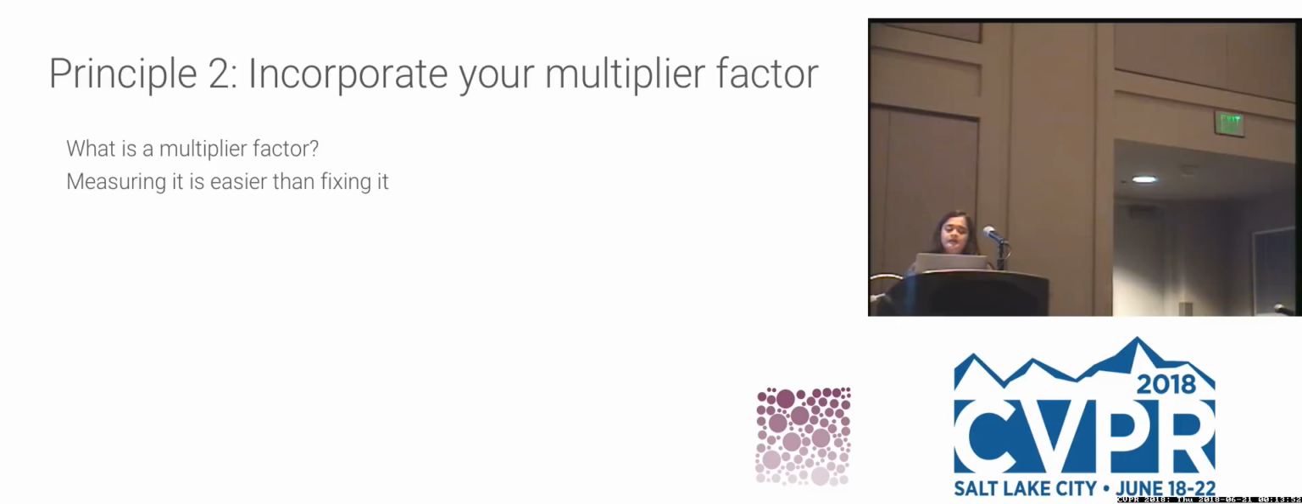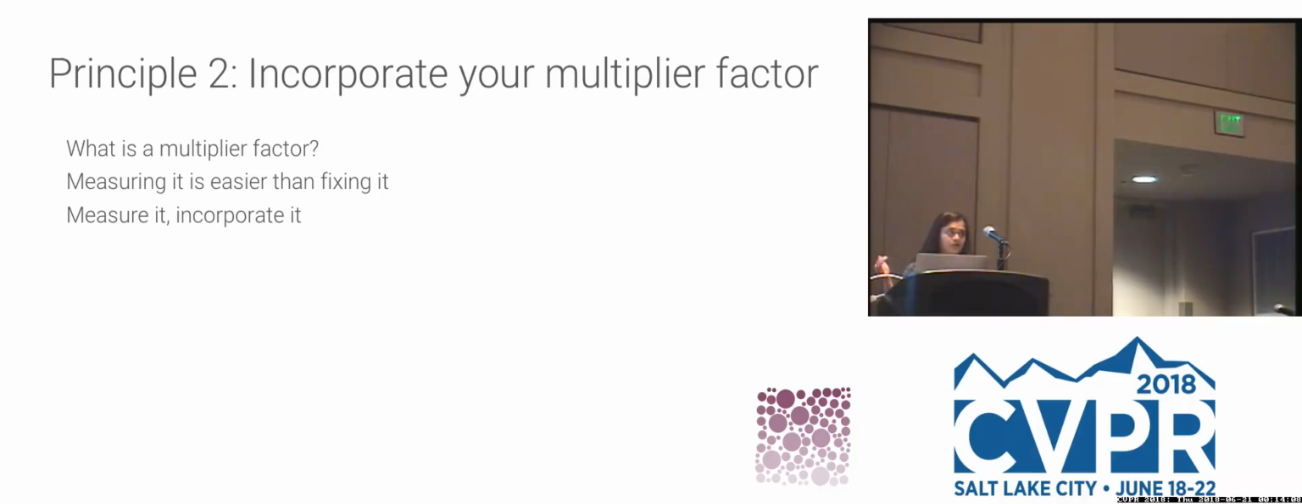And keep in mind that measuring this is easier than fixing it, right? Ideally, you want this to be 1.0, but that's a much larger battle. All I'm saying is just measure it and then incorporate it as you plan. And so when you put something down, think about how long it'll take, multiply by the factor after you've thought about how much it'll take, and then put that down.